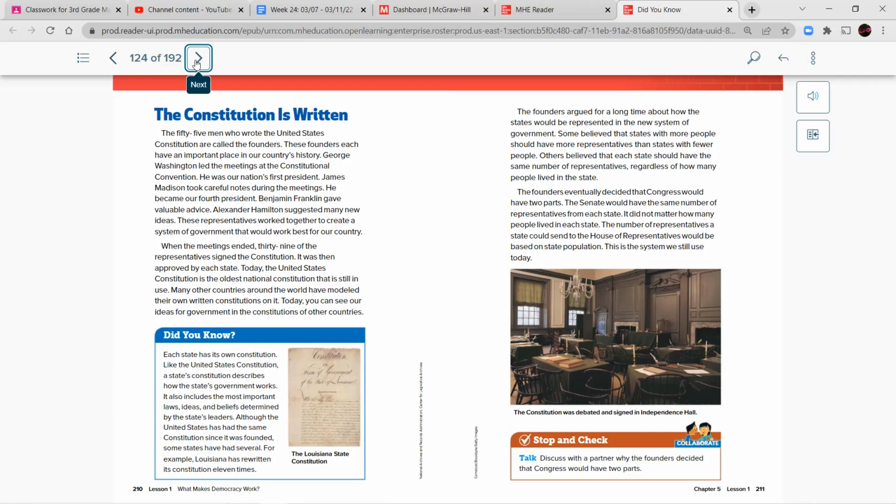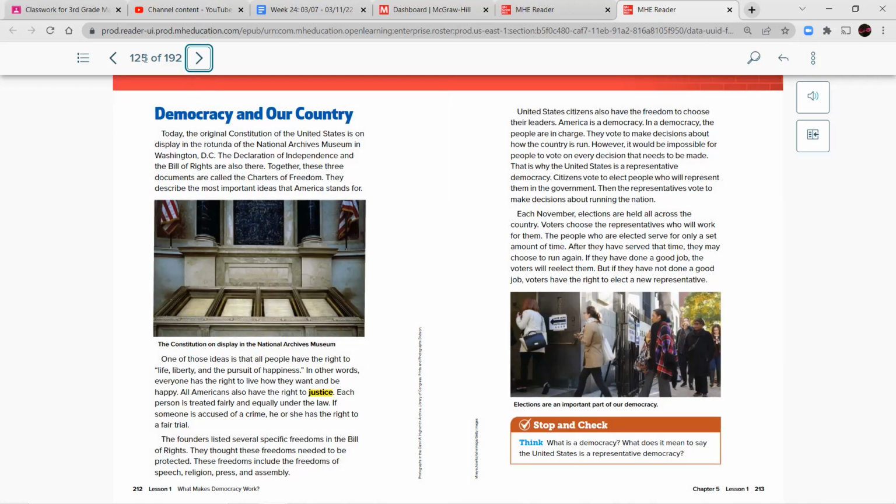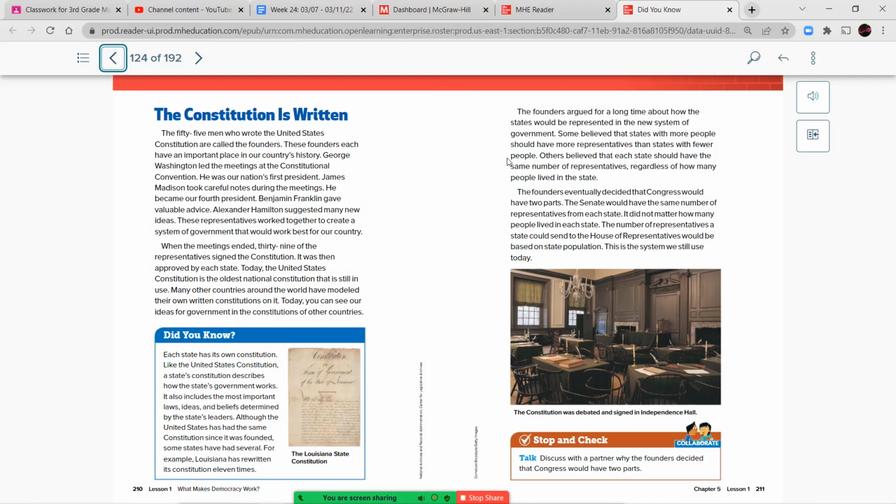The founders argued for a long time about how the states would be represented in the new system of government. Some believed that the states with more people should have more representatives than the states with fewer people. Others believed that each state should have the same number of representatives, regardless of how many people live there.